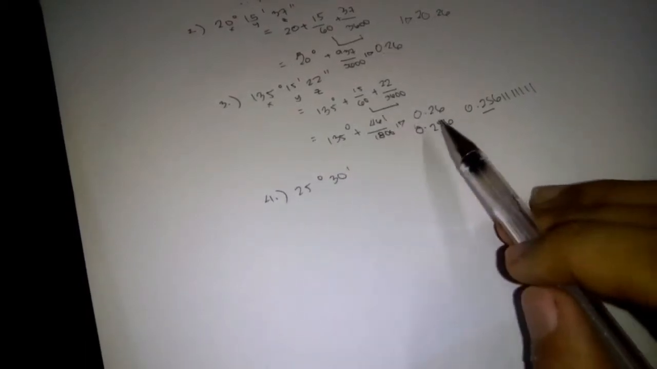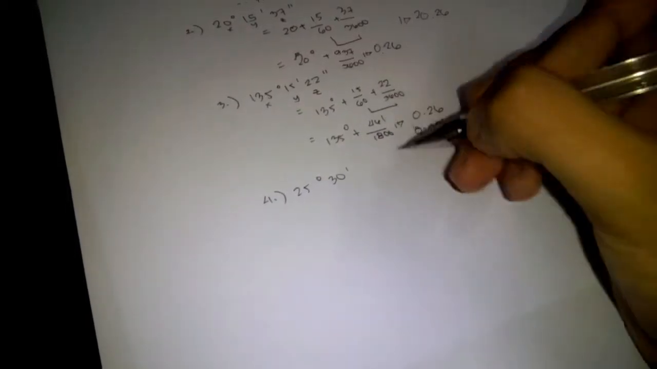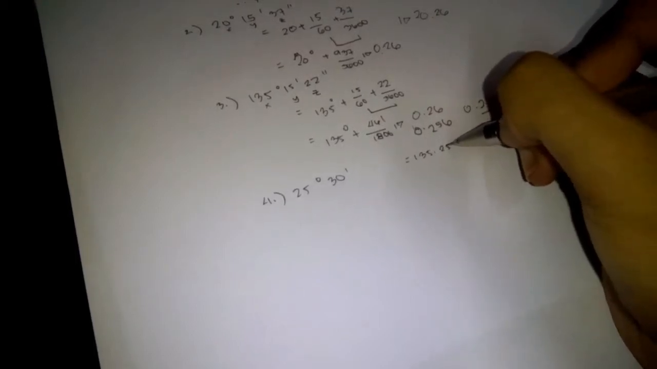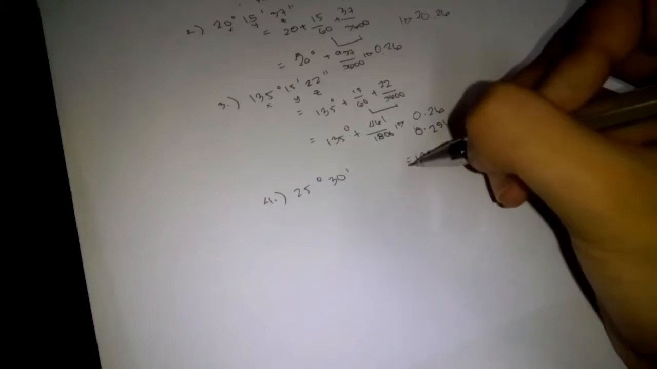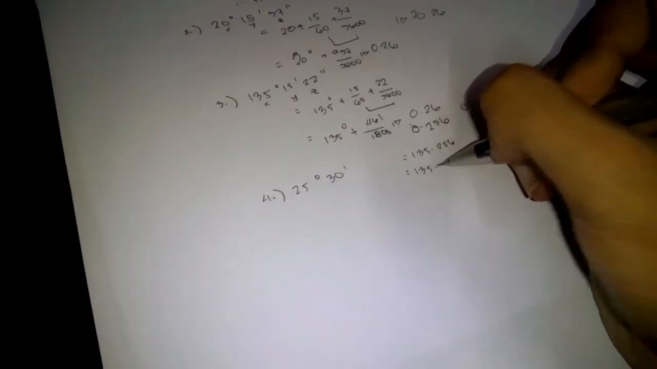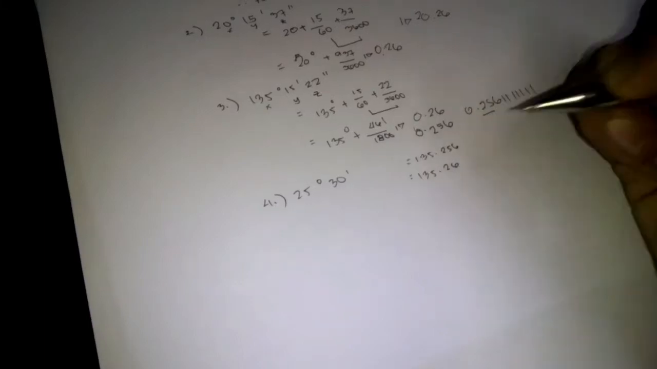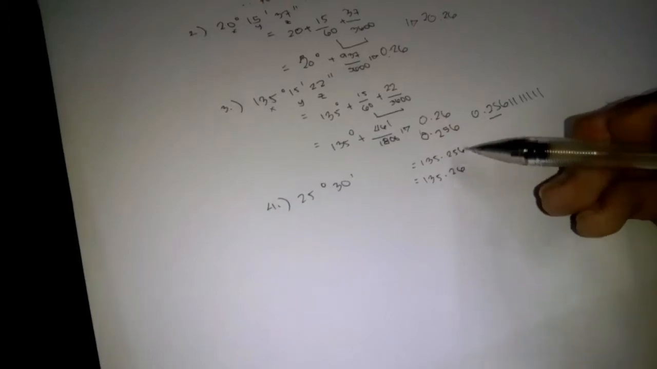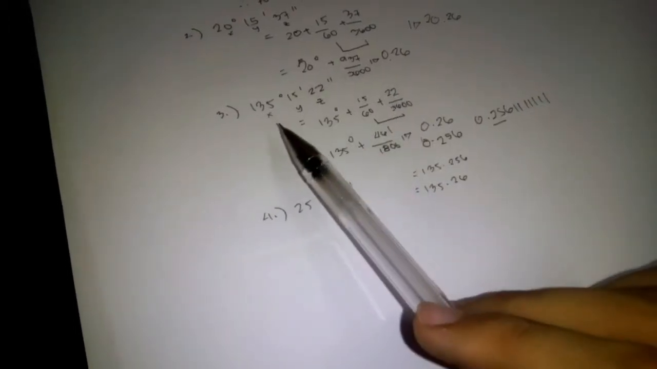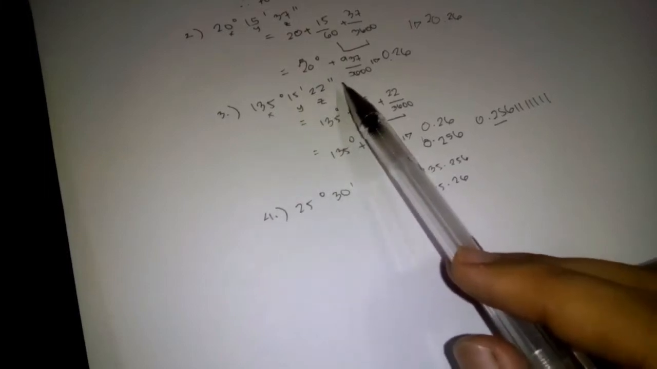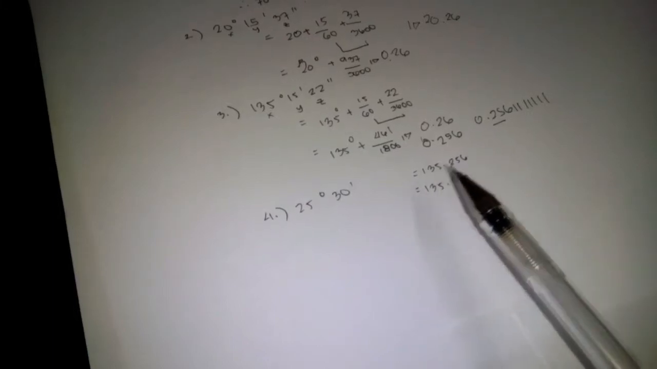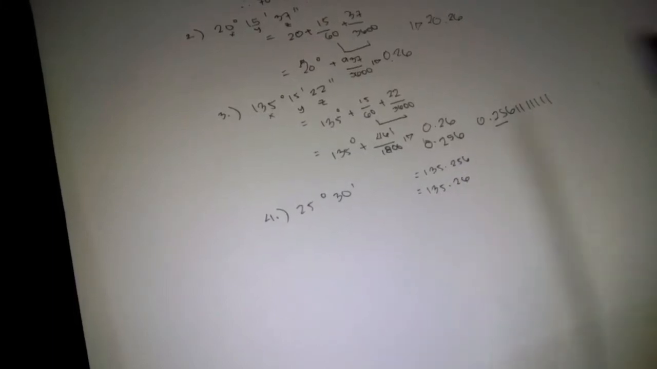So add 135 and 256 thousandths. The other answer is 135 and 26 hundredths. So it's just the same, we only round it off. So we conclude that 135 degrees, 15 minutes and 22 seconds is equivalent to 135 and 256 thousandths, or 135 and 26 hundredths.